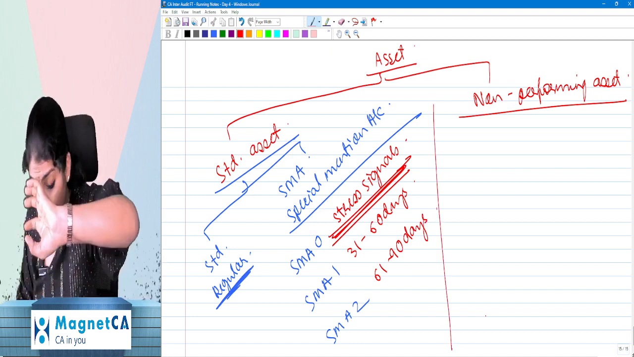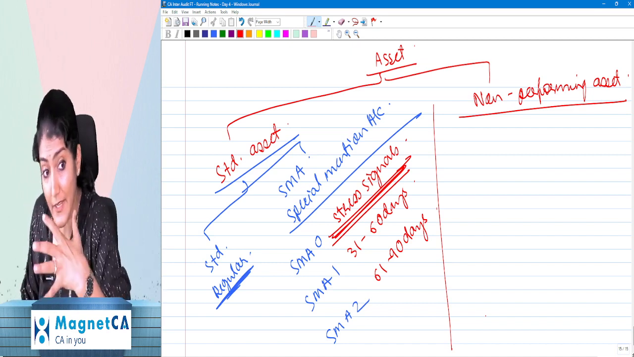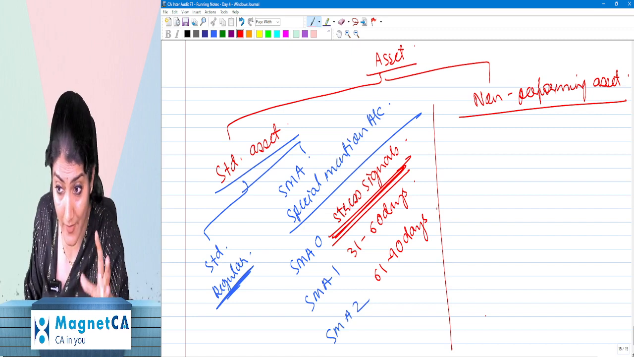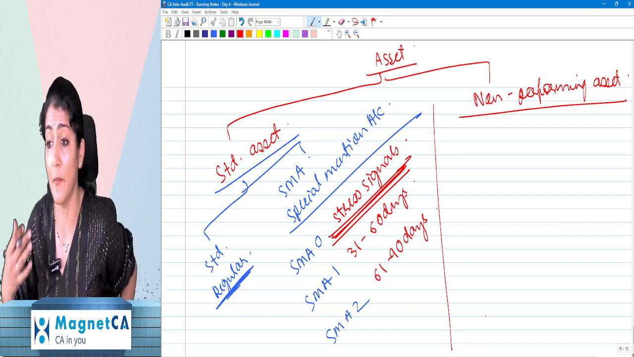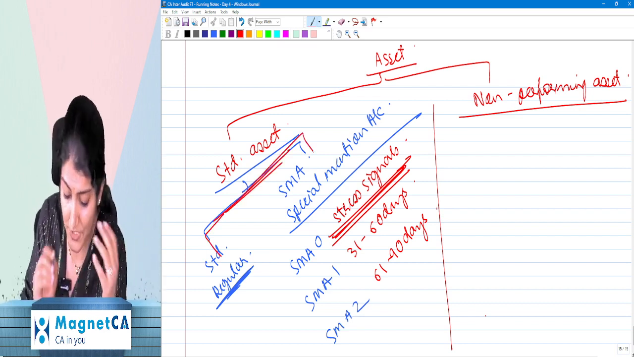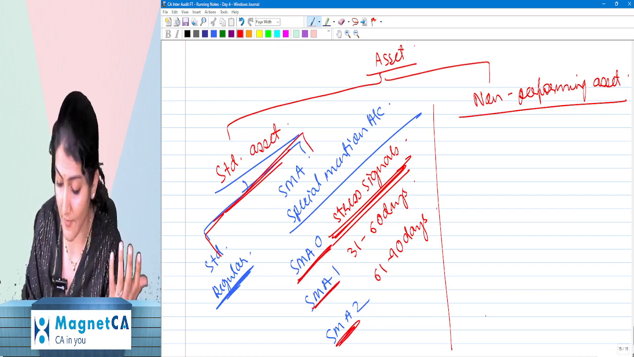Because what do we say? Overdue for more than 90 days, then it becomes NPA. Say right now it is overdue for more than 80 days. So it is not an NPA right now, but it looks like very soon this account will become an NPA. So that is standard regular and standard special mention account, in which you have SMA 0, SMA 1 and SMA 2.